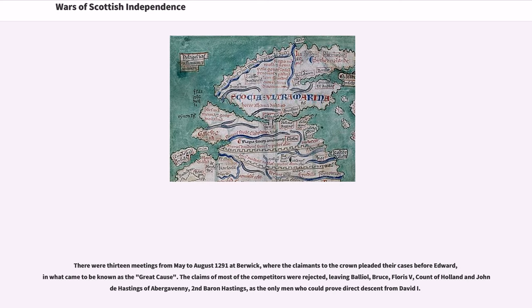There were 13 meetings from May to August 1291 at Berwick, where the claimants to the crown pleaded their cases before Edward, in what came to be known as the Great Cause. The claims of most of the competitors were rejected, leaving Balliol, Bruce, Floris V, Count of Holland, and John Hastings of Abergavenny, 2nd Baron Hastings, as the only men who could prove direct descent from David I.